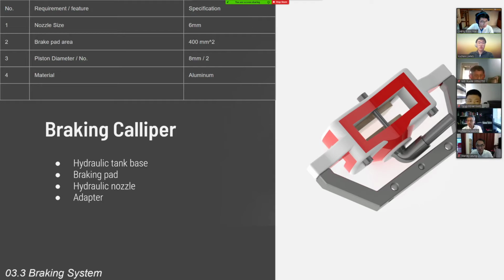The nozzle links the handle to the brakes with a hydraulic path. It is also linked with the hydraulic tank base, which links to the two pistons inside. The braking pad fits with the braking disc, providing friction. The mounting adapter is transferable to meet different mounting methods. The material is mainly aluminum.